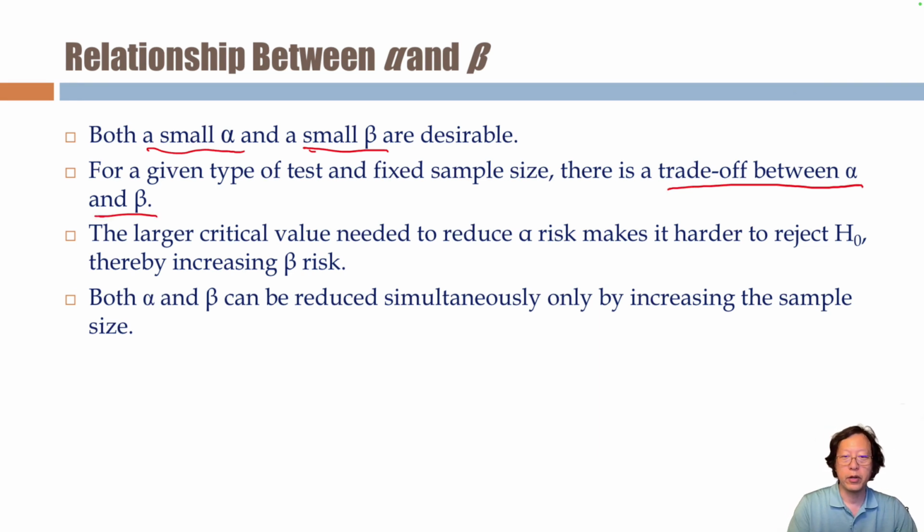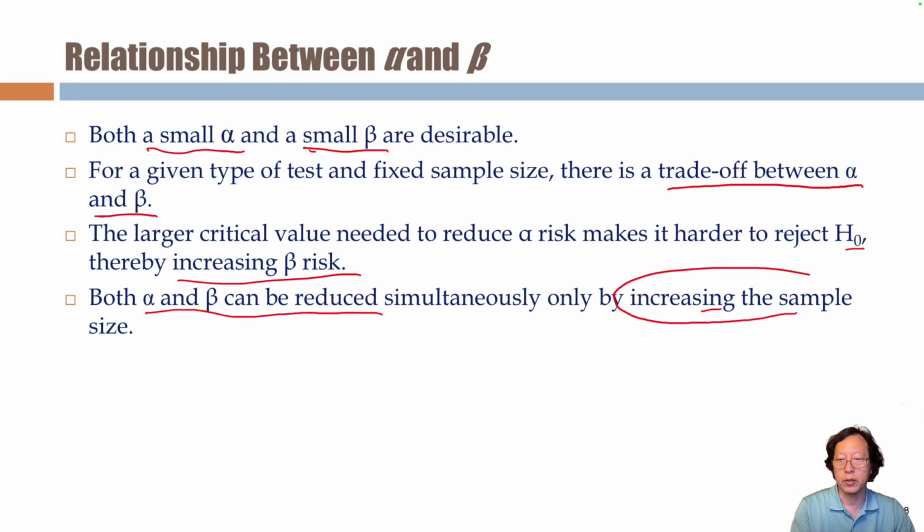If a larger critical value is needed to reduce the risk, it makes it harder to reject the null hypothesis, which increases beta. So if you lower alpha, you are increasing beta, and vice versa. So the only way we can reduce both of them is by increasing the sample size.